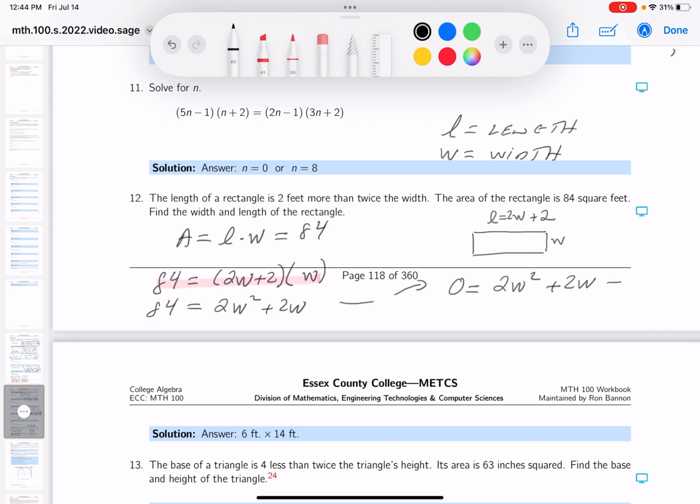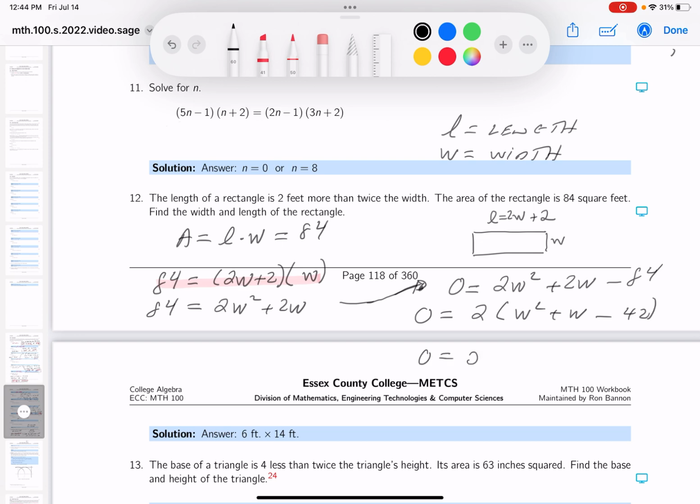What did I do? I subtracted 84 from both sides. All right? So it's good to catch your errors, and it does happen. It happens because you're tired or you're daydreaming or whatever. But if things are not working out, you probably made a mistake. Let's write this down again. 2W squared plus 2W minus 84, and I'm factoring out 2, so W squared plus W minus 42. All right, let's keep going.